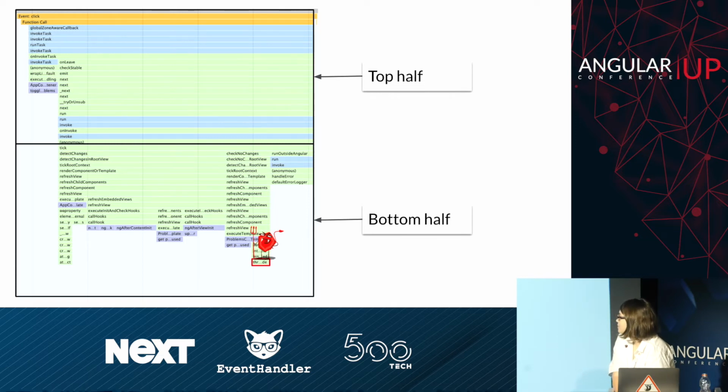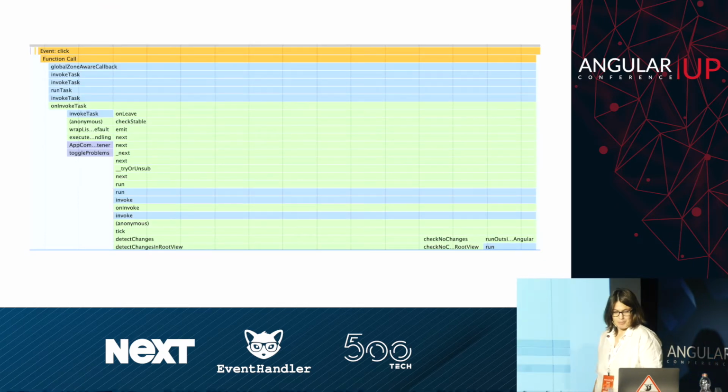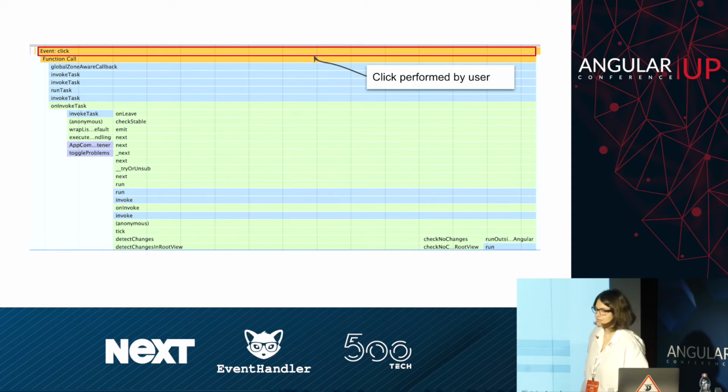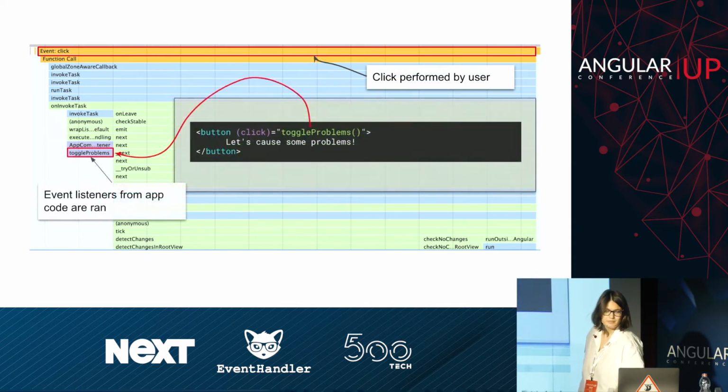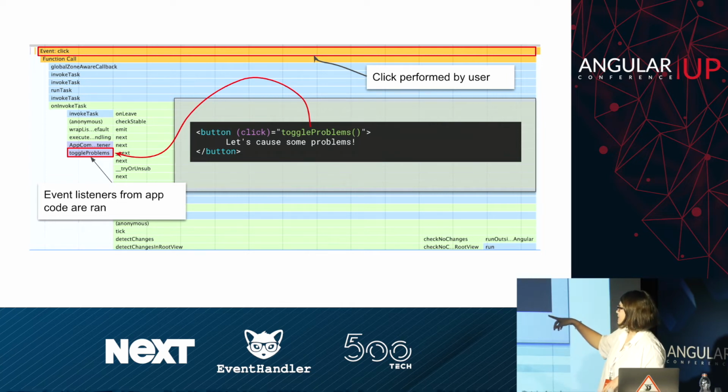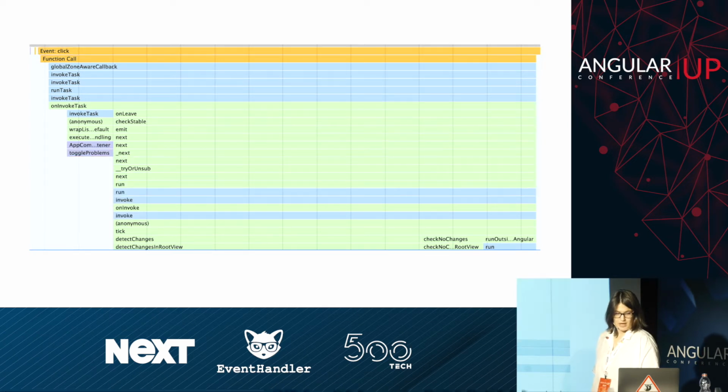Let's start from the top, because we're reading a stack trace, so we should go from top to bottom to understand what's going on. Top part, what can we see here? Click, click, click. Okay. If we look at this method, it's the same method from our template, which toggles problems. So the event listeners which we put in the app are invoked here. Sounds legit. Okay. What else can we see here?